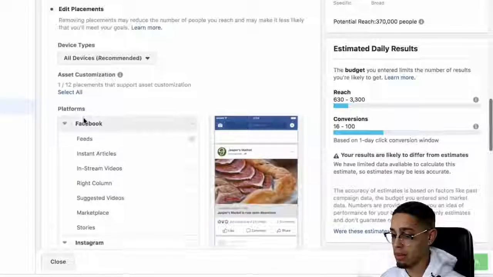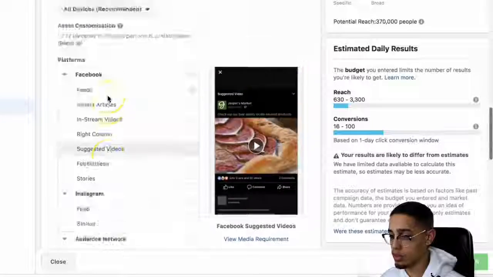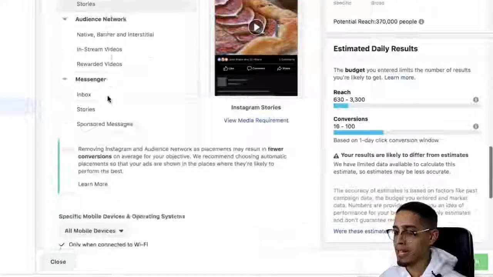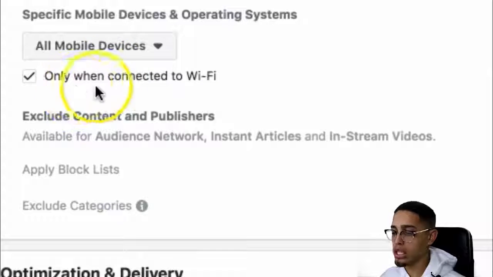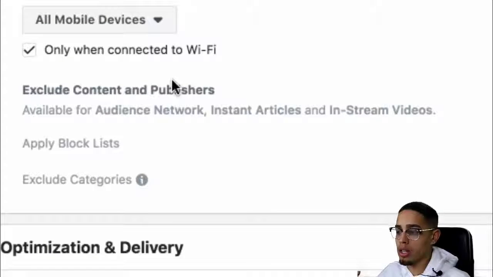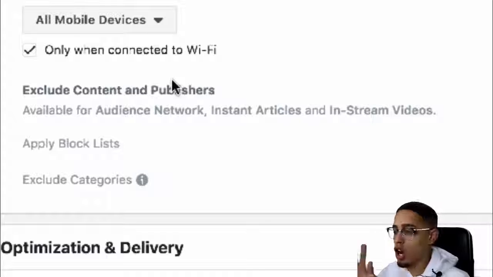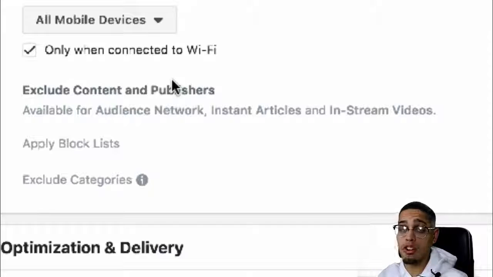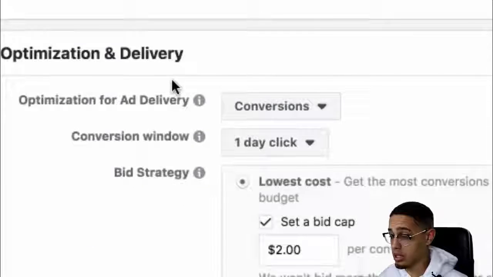Then to edit my placements, I'm only doing Facebook news feed, and only when people are connected to Wi-Fi. That's a little trick for you guys. Basically, when people are connected to Wi-Fi, they're more likely to be sitting in place, not on the move or on the run, just looking at their Facebook really quick. They're actually sitting down, maybe scrolling through Facebook, but they're connected to Wi-Fi, so they're somewhere sitting. They're not just on the go. So you're going to get much higher conversions.